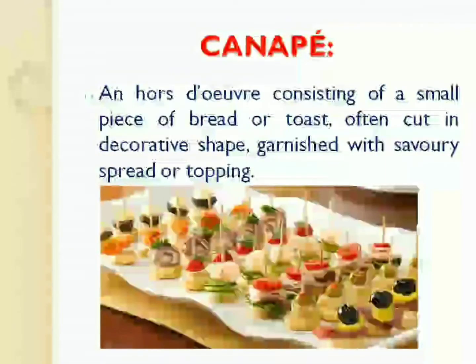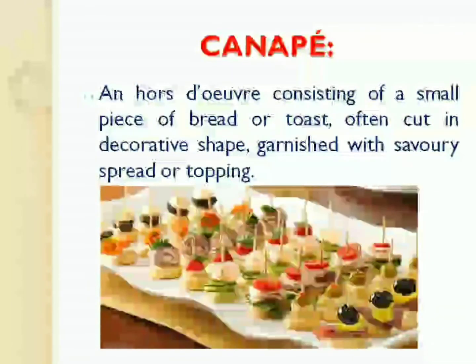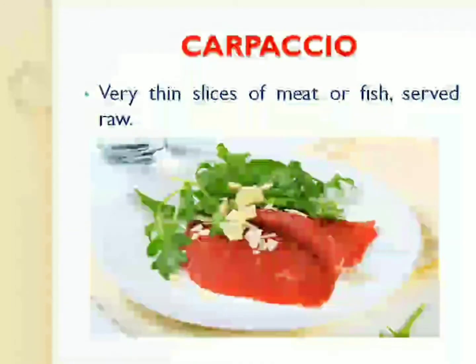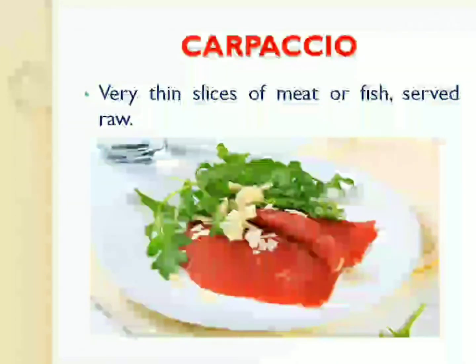It is an item consisting of a small piece of bread or toast, often cut in decorative shapes, garnished with savory spread or toppings. Carpaccio is a dish of meat or fish, such as beef, veal, pork, salmon, or tuna. They are thinly sliced or pounded thin and served raw, usually as an appetizer or as an hors d'oeuvre.